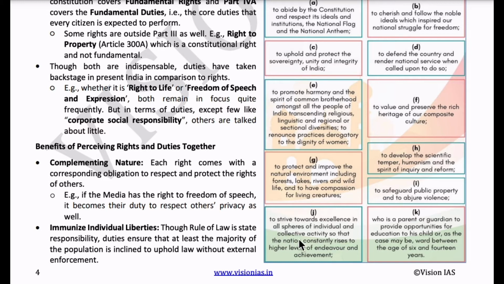To strive towards excellence in all spheres of individual and collective activity, so that the nation constantly rises to higher levels of endeavor and achievement. And the last one: who is a parent or guardian, to provide opportunities for education to his child or, as the case may be, ward between the age of 6 and 14 years.